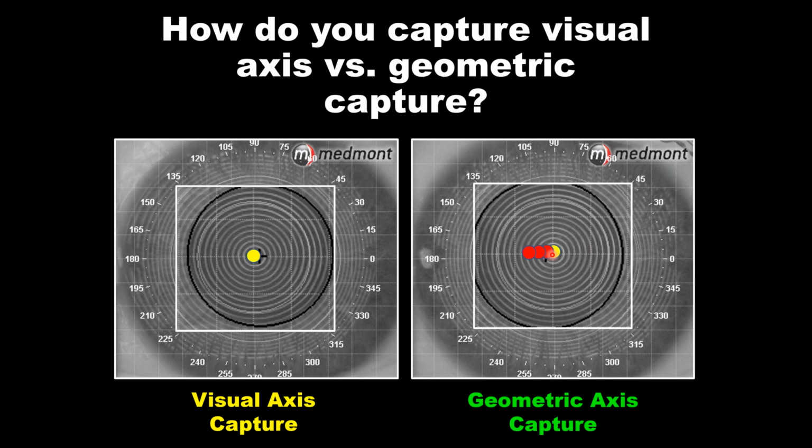You want to start with the 1 ring fixated nasal, then check if the Placido appears laterally centered. If it doesn't, then go to 2 rings. If it doesn't, still at 2, go to 3 or 4. So visual axis capture is very simple. Patient's just looking right down the axis. Geometric capture is also simple. It's just we need to find how many rings nasal does it take to center that Placido reflection.